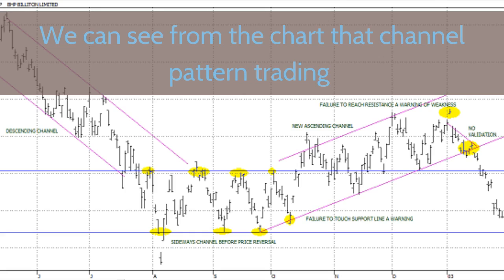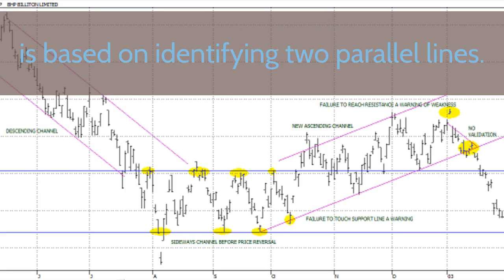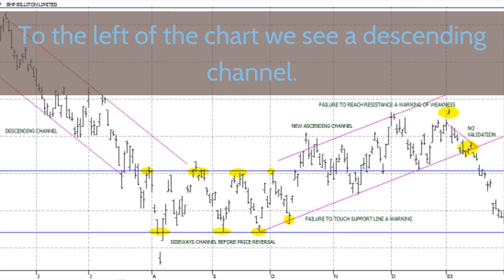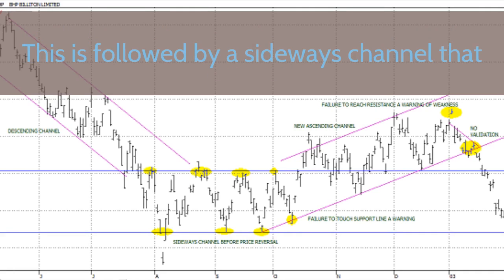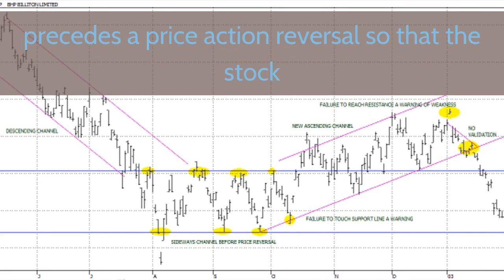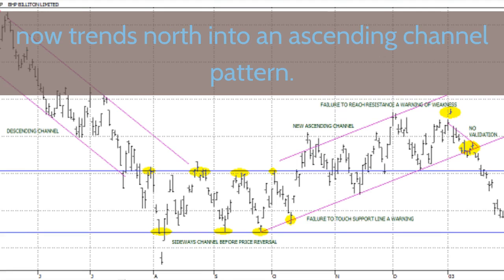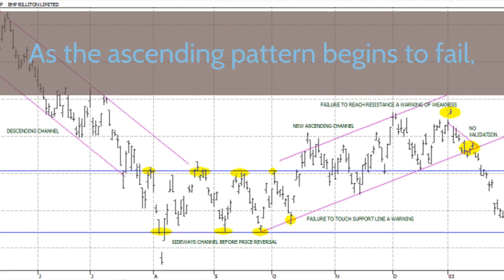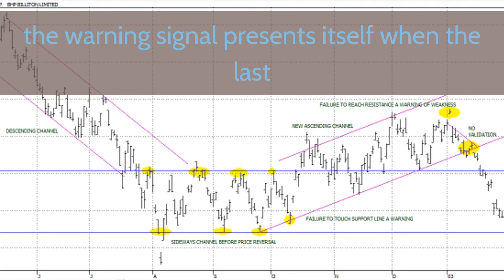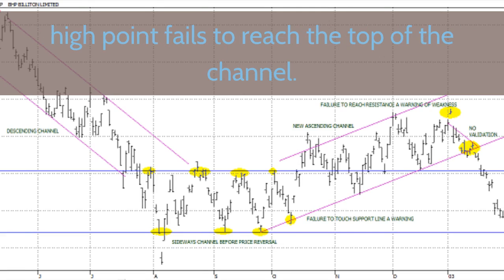Using channel pattern trading to profit with options. We can see from the chart that channel pattern trading is based on identifying two parallel lines. To the left of the chart, we see a descending channel. This is followed by a sideways channel that precedes a price action reversal, so that the stock now trends north into an ascending channel pattern. As the ascending pattern begins to fail, the warning signal presents itself when the last high point fails to reach the top of the channel.